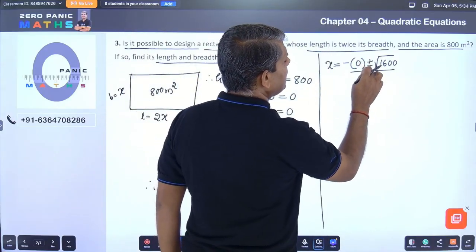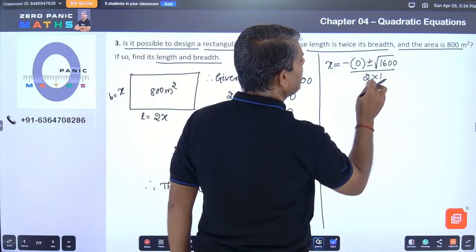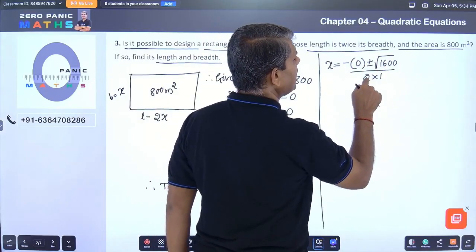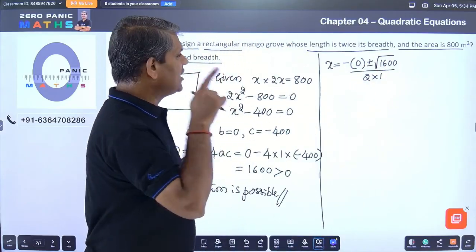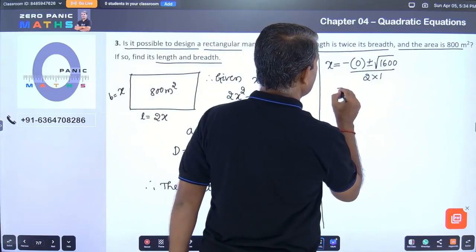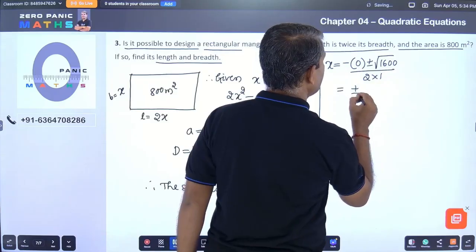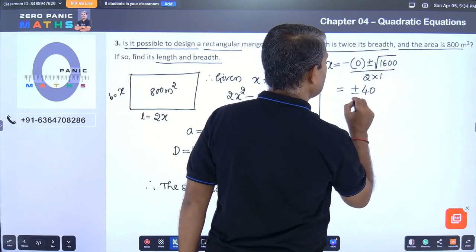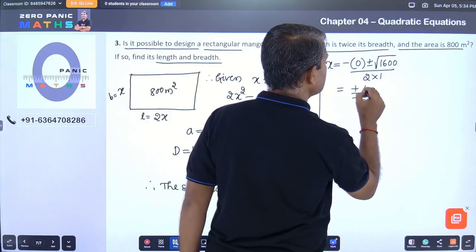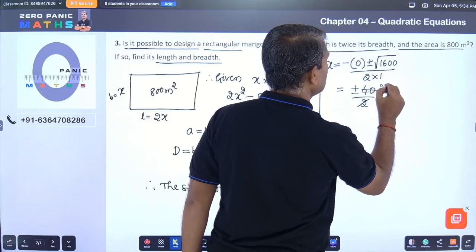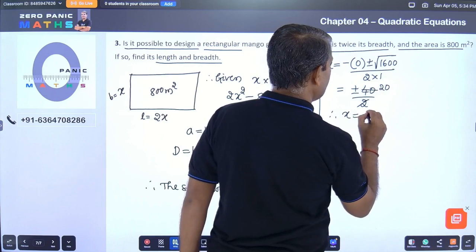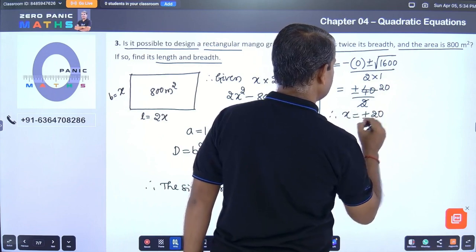So plus square root of 1600 by 2 is one root, and minus square root of 1600 divided by 2 is another root, right? So you can say plus or minus, what is square root of 1600? It is 40 divided by 2. It is 20. So therefore x is equal to plus or minus 20.